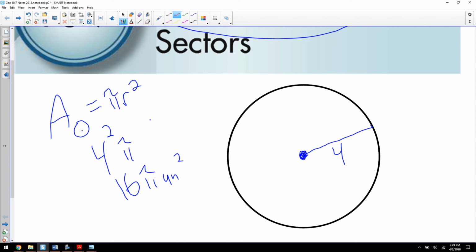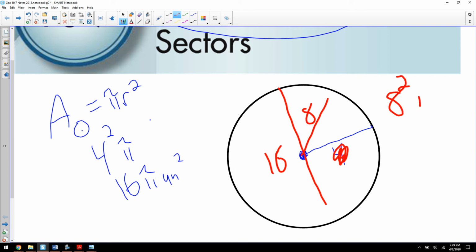Obviously, the only weird thing you can get with this is sometimes you might just be given, let's say this is not here anymore, a diameter. Let's say the diameter is 16. If the diameter is 16, that means that your radius had to have been 8. So you would have done 8 squared, slap a pi next to it, and you would have had 64 pi units squared.